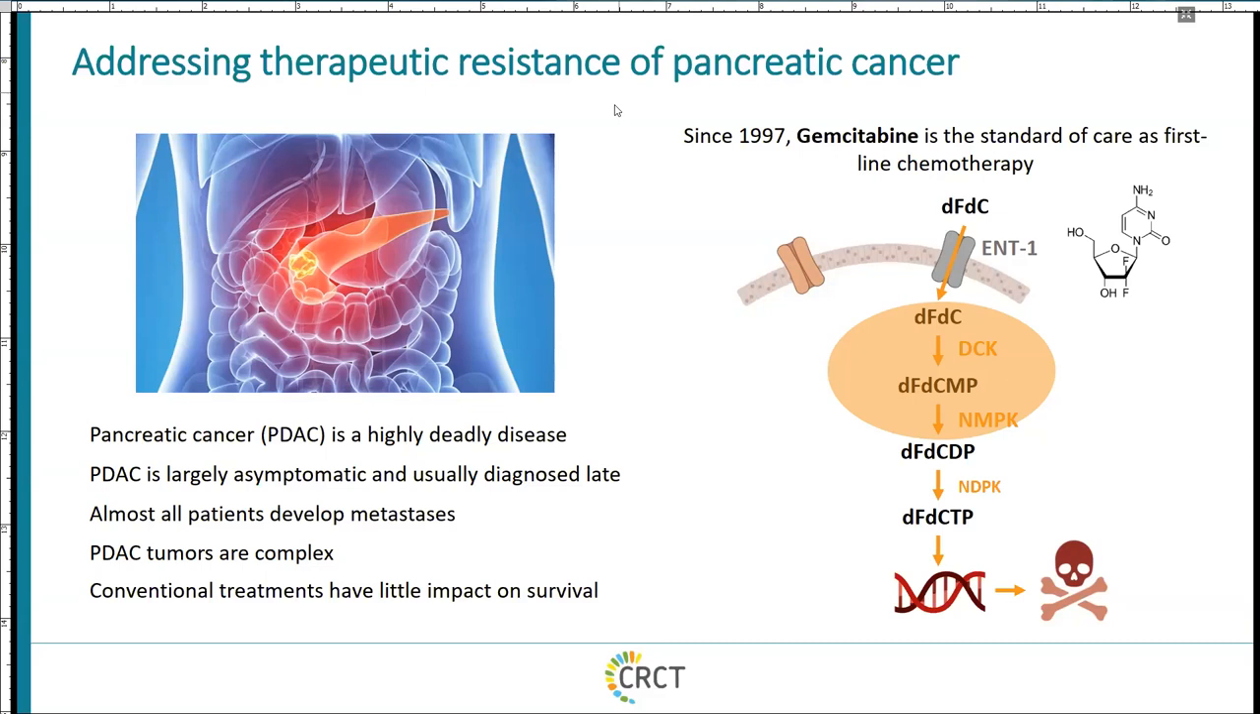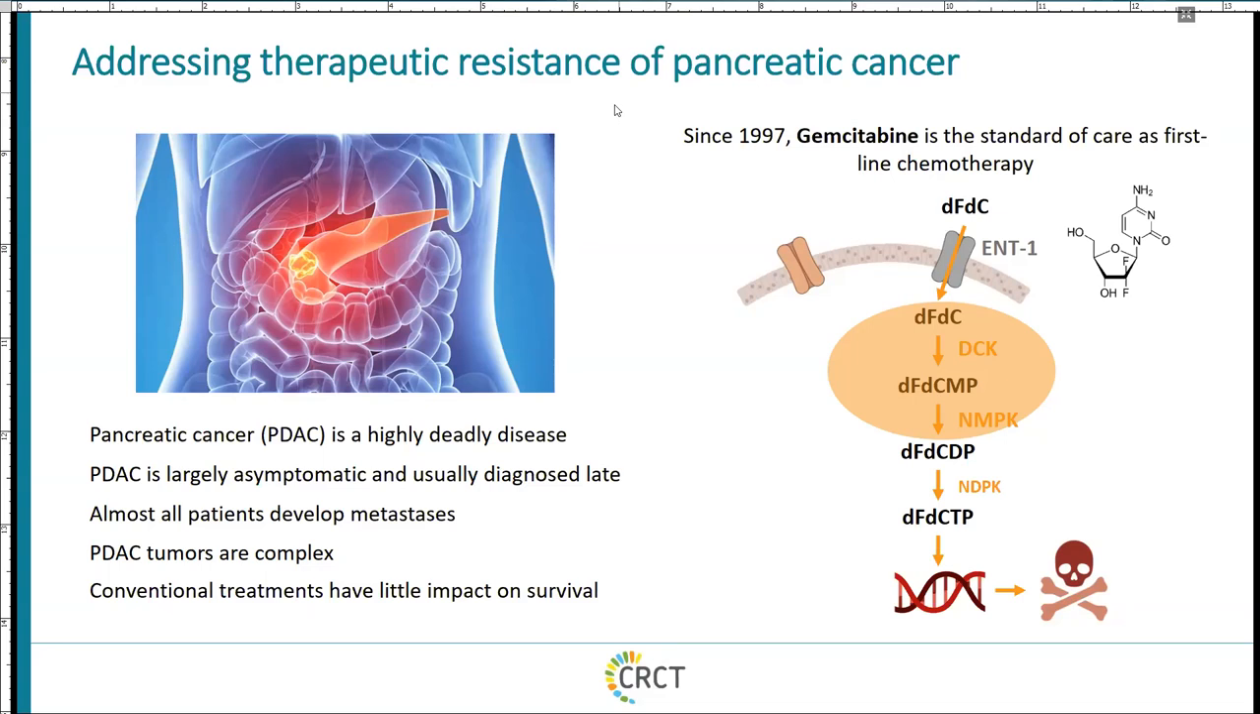We've been working on the mechanisms of resistance of pancreatic tumors to therapy, with a focus on gemcitabine activity. Since 1997, gemcitabine has been one of the standards of care as a first-line chemotherapy for patients with pancreatic cancer. If we look at the pathway of gemcitabine, which is dFdC, a difluorinated deoxycytidine analog, it has to enter the cells through ENT1. It has to be phosphorylated three times, by three kinases, to reach the dFdCTP form and then be incorporated into an elongating DNA strand to induce cancer cell death, because it's a chain termination molecule.